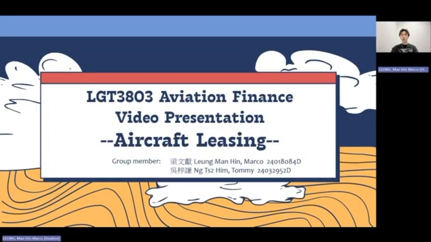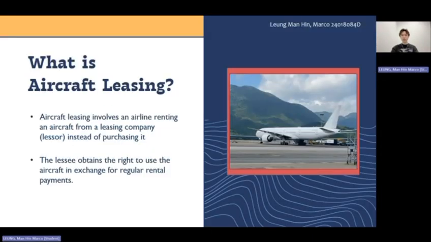Today, Tommy and I will share the topic of aircraft leasing. So, let's talk about what aircraft leasing is. Aircraft leasing means an airline renting an aircraft from a leasing company instead of purchasing it. The lessee obtains the right to use the aircraft in exchange for regular rental payments.